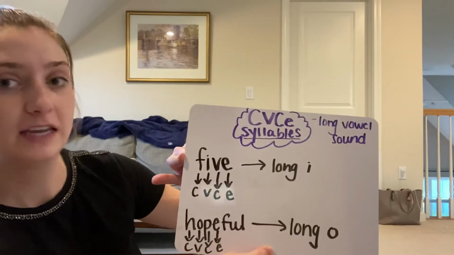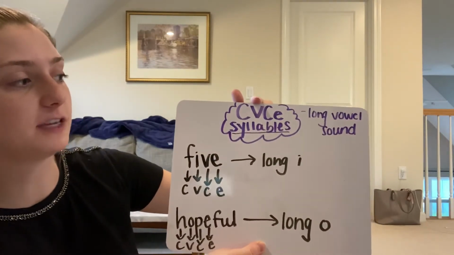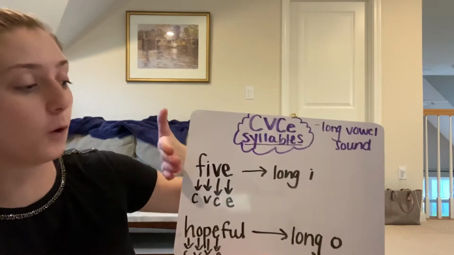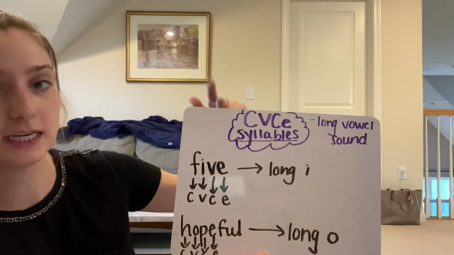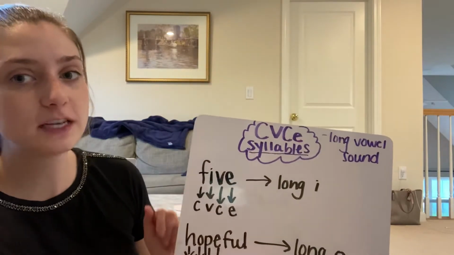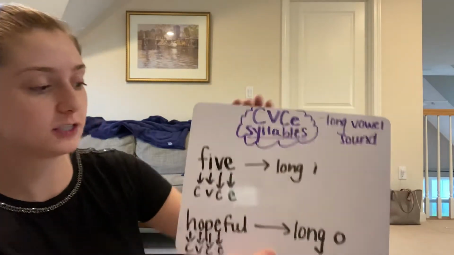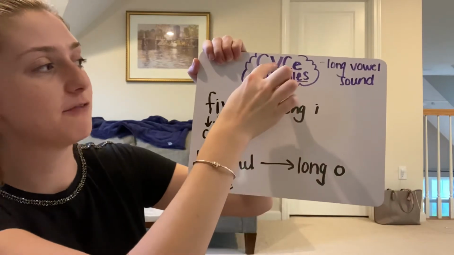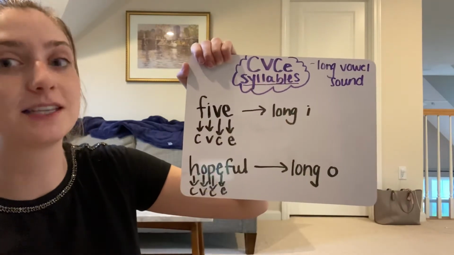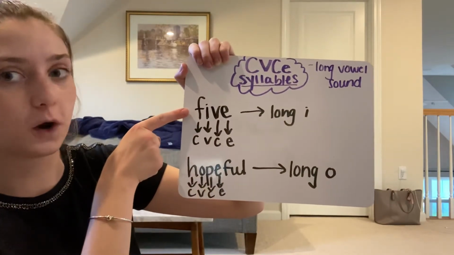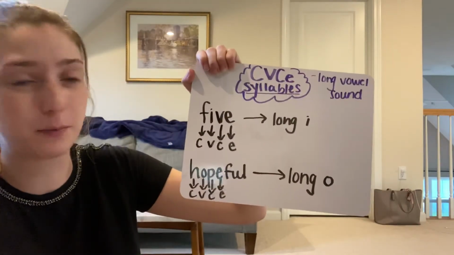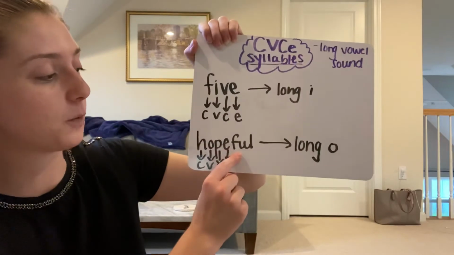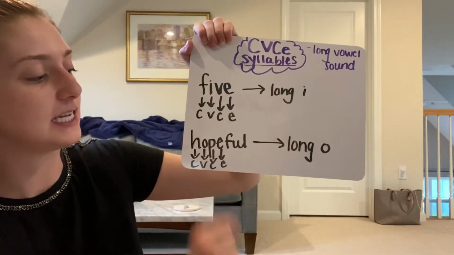Now five is an example of a CVCE word, right? The whole word follows that pattern. Consonant, vowel, consonant, E. What we're looking at this week is using larger words. We're looking for words that have this pattern, but as a syllable. Here, it's the whole word itself, right? Five only has 1 syllable. Five. You could only clap once during that word. Here, we are looking at CVCE syllables.